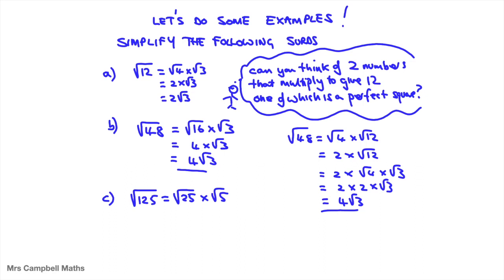So it doesn't matter whether you write root 16 times root 3 or root 4 times root 12, as long as you then simplify the root 12. There's only one correct answer, 4 root 3.